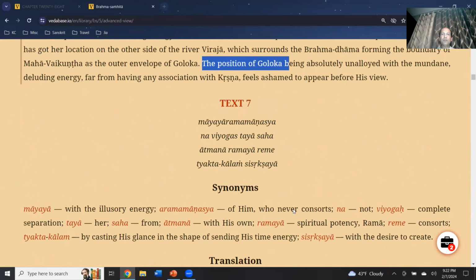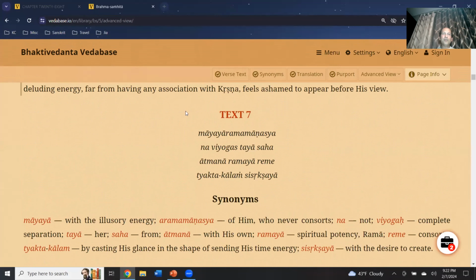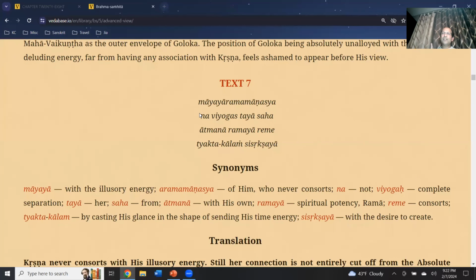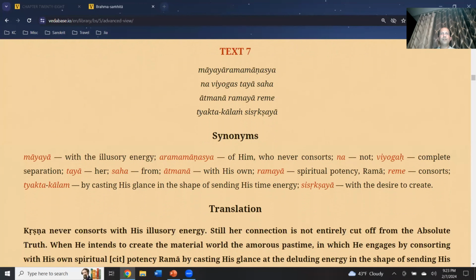In the next verse, it says that even though Kṛṣṇa does not have any association with material energy, it is still under full control of Kṛṣṇa. Then how is he controlling this? So that's what is mentioned here. Māyayāramamāṇasya na viyogas tayā saha ātmanā ramayā reme tyakta-kālaṁ sisṛkṣayā.